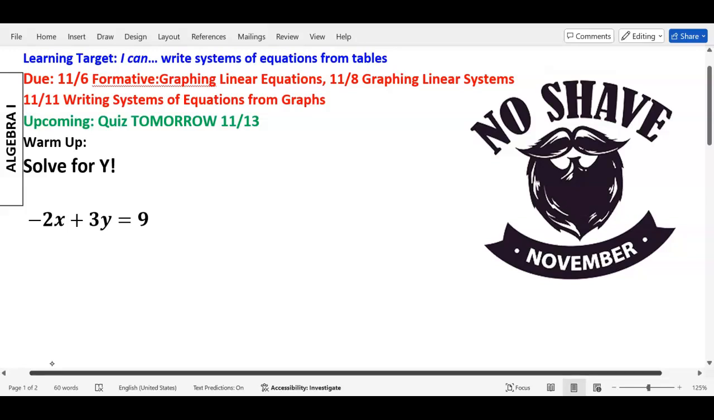All right. So today we're going to write systems of equations, but not from graphs. Today we're going to talk about it from tables. Now this is going to be a throwback to stuff we did mid-October, but I'll remind you how to do it. Make sure you turn in these assignments, the formative, the graphing linear systems from 11.8, and yesterday's writing systems of equations from graphs from the 11th.